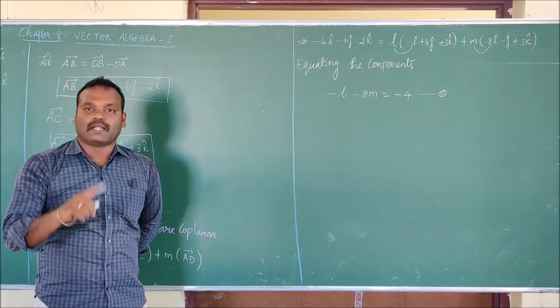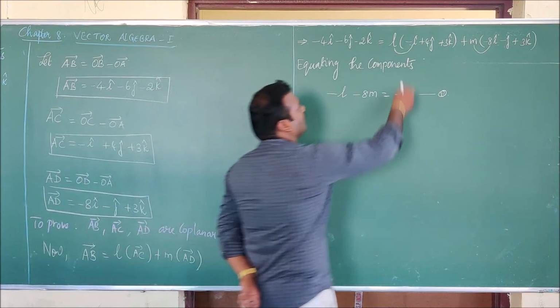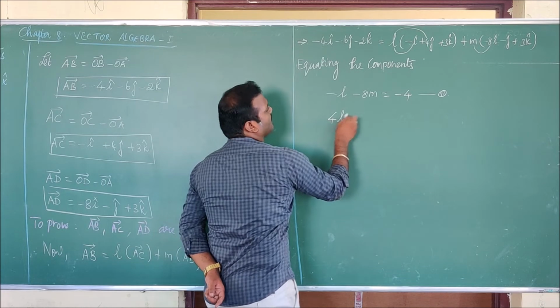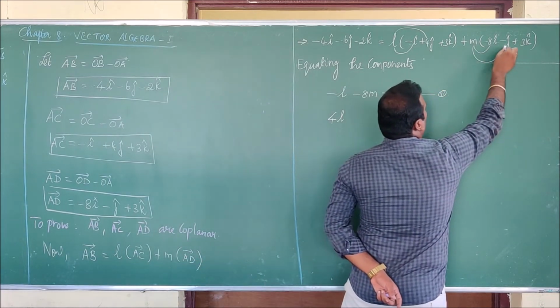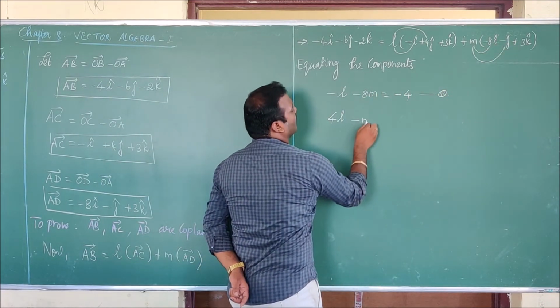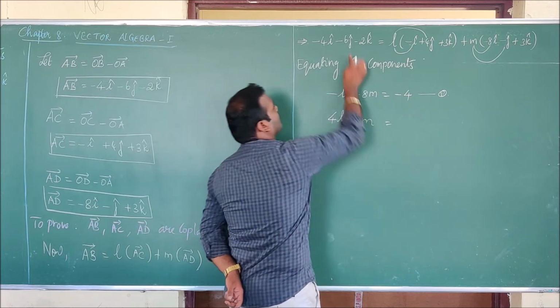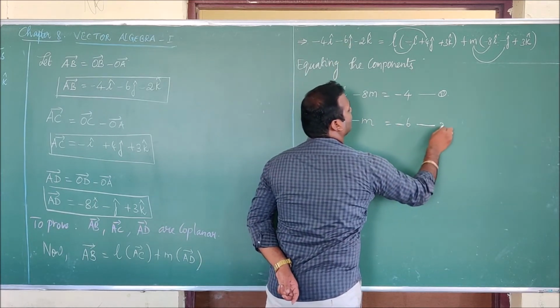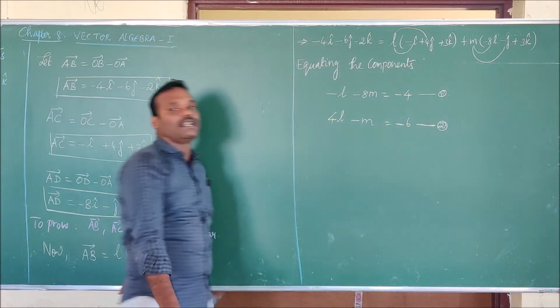Next we are going to equate the jth component. When this L is multiplied here, you will get 4L. When the M is multiplied with this, you will get minus M, which is equal to, what is the jth coefficient here, which is nothing but minus 6. So this is equation number 2.